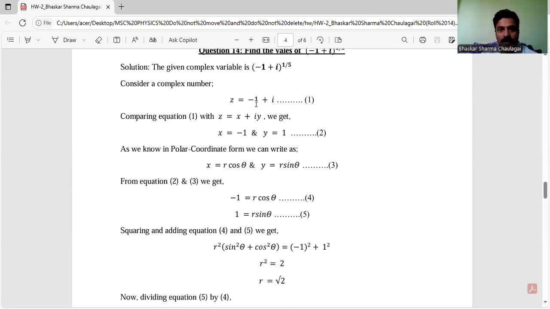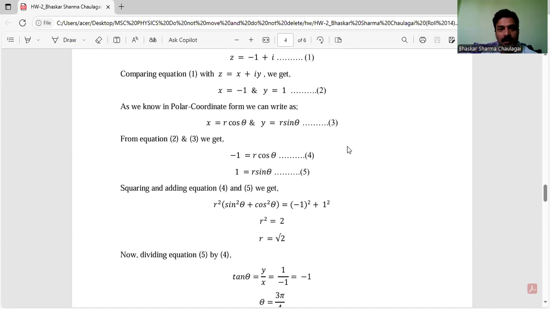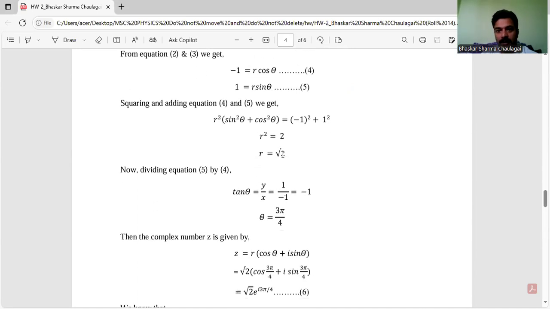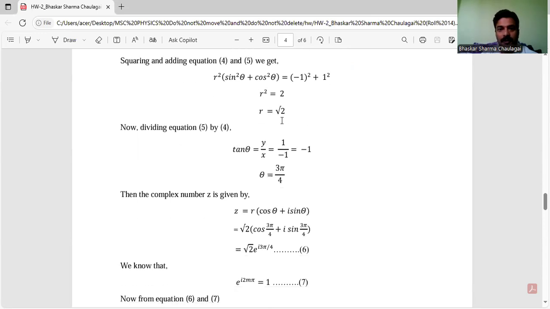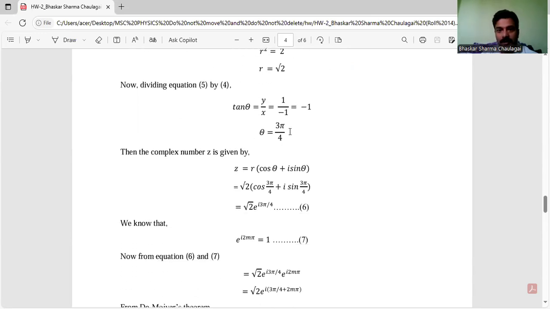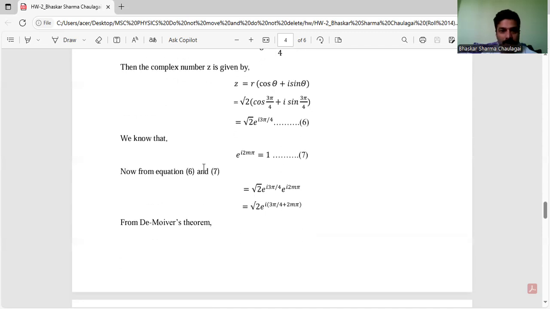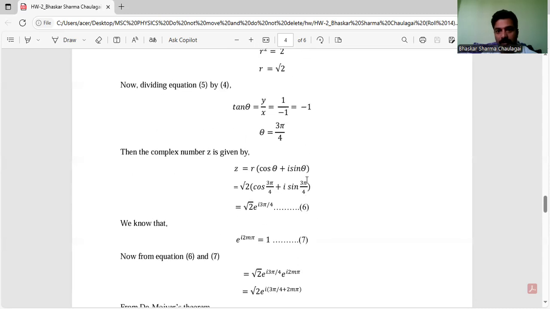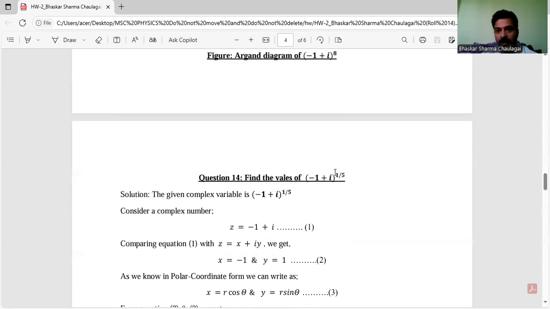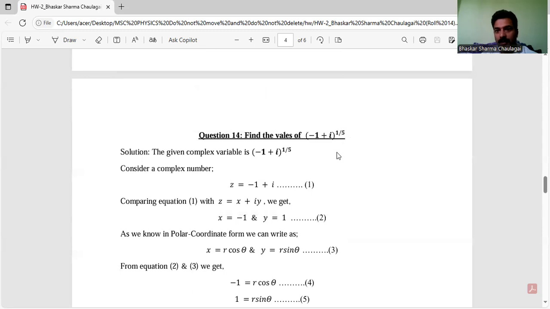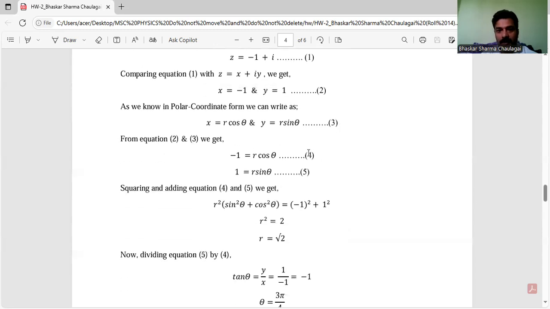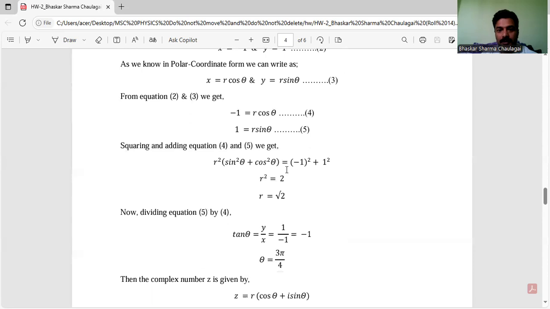First of all, we'll compare this with the standard form of complex number, and we write it in polar coordinate form. Here also, similar to the first question, we get the value of r as root 2 and theta as 3 pi divided by 4. But one different thing that we will do here is we use de Moivre's theorem, because the power given in the complex number is 1 over 5. So we must find 5 different values of this given complex number.